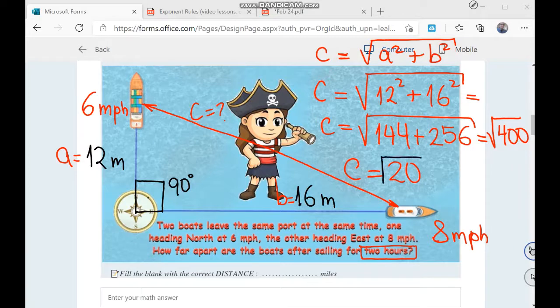20 is the right answer. 20 miles. So fill out 20 on Microsoft Forms. Miles is already here. The bell work correct answer is 20 miles.